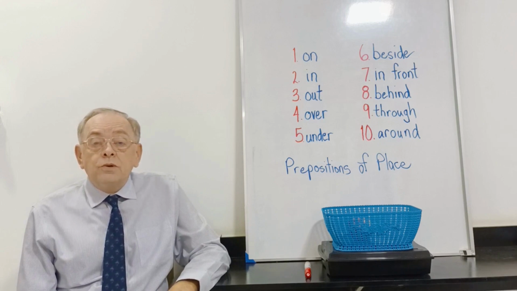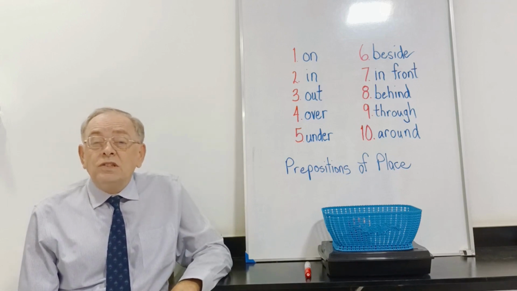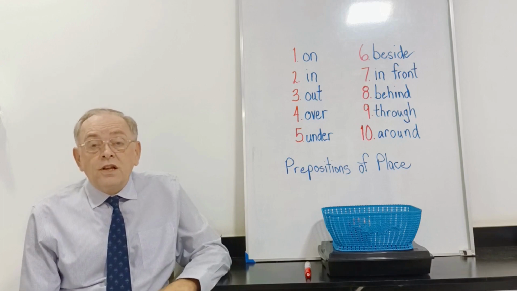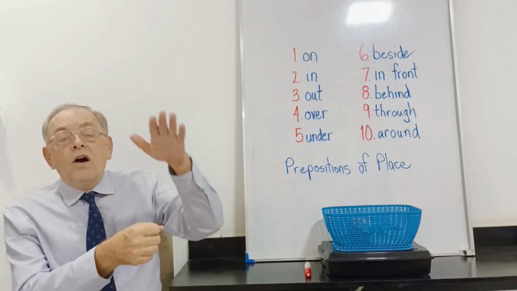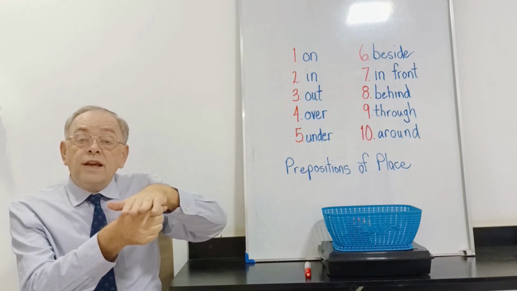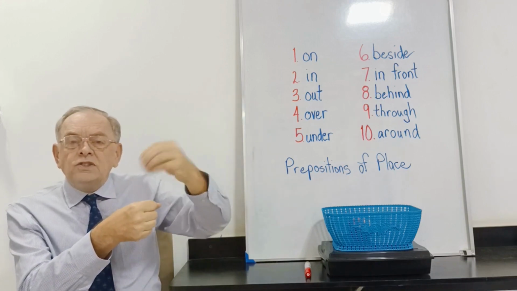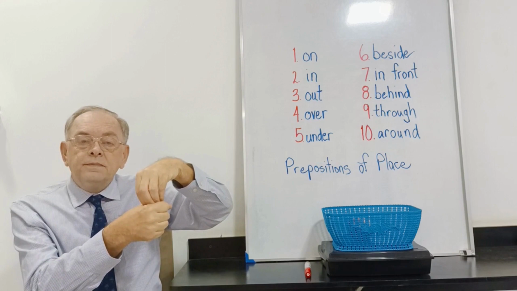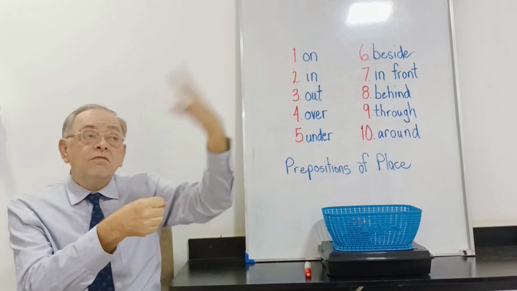Another way to do it is through hand gestures. Sometimes I use American Sign Language, but these aren't signs. These are gestures that I'm using to explain a concept. For example, on. I put my open hand on my fist and say on. In. I make a gesture like I'm placing something inside my hand. In. Out is the opposite of in, so I just make a gesture out.